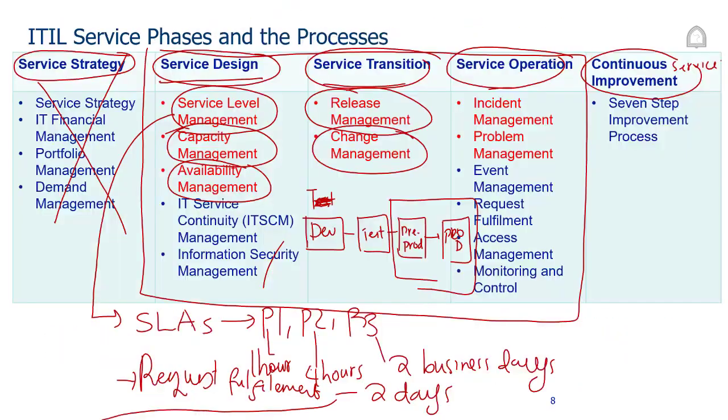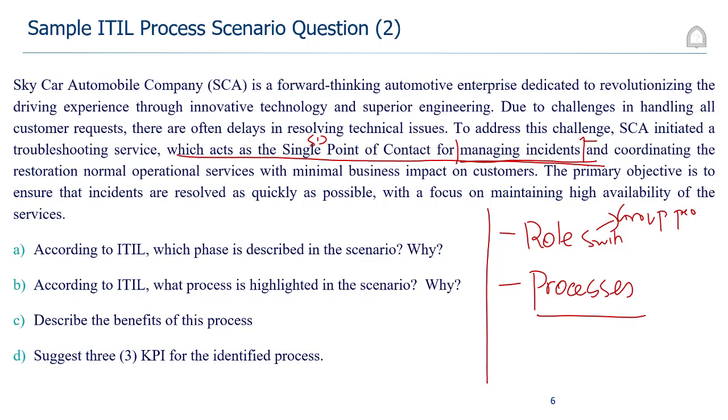So let's now go back, having said that. So this one particular question here: coordinating the restoration of normal services. What does that tell you? According to the title, which of the phases is described in the above scenario and why?